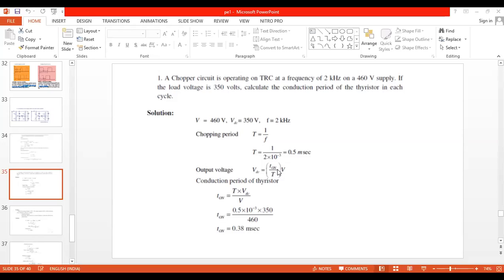So what is T on? We have to calculate it. We know the value of VDC, we know the value of the input voltage, and we know the value of T. If you directly substitute, you are going to get the value. So in choppers, problems will be mostly on calculation of the time period and the current. So this is the first basic problem.